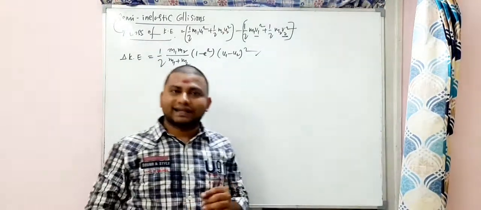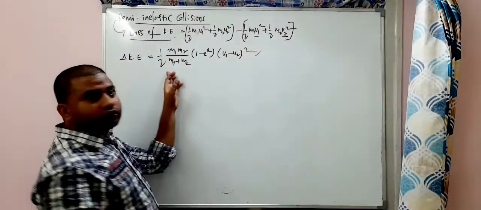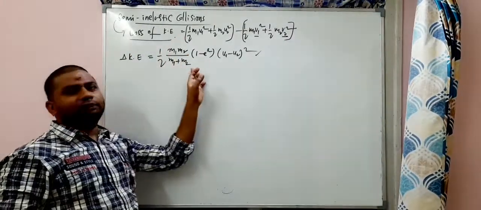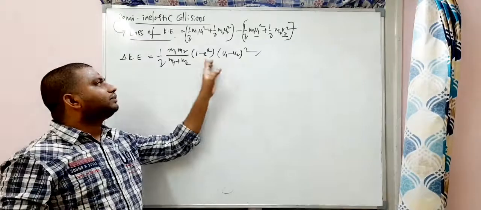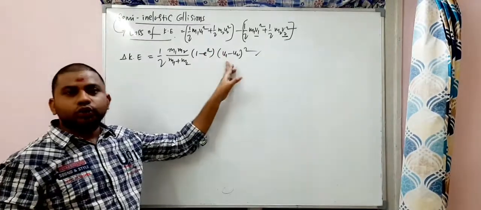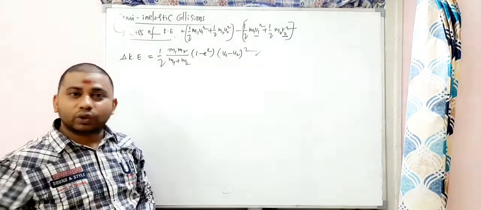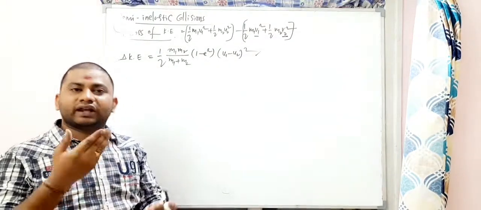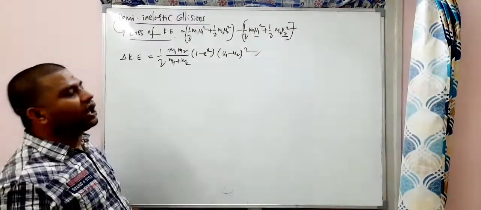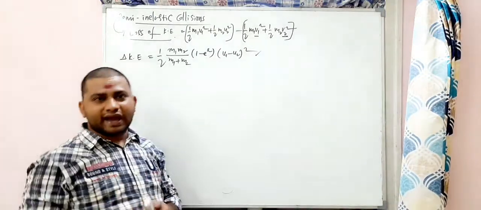Change in kinetic energy is equal to half into m1 m2 by m1 plus m2 into 1 minus e square into u1 minus u2 whole square, my dear students. Okay, clear for everyone? This is the loss of kinetic energy expression.